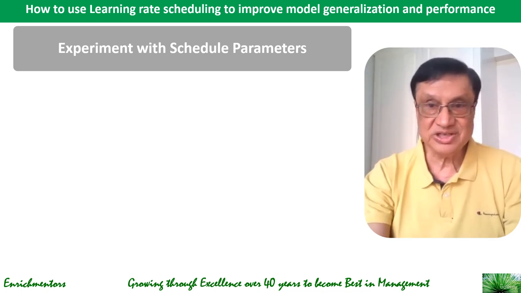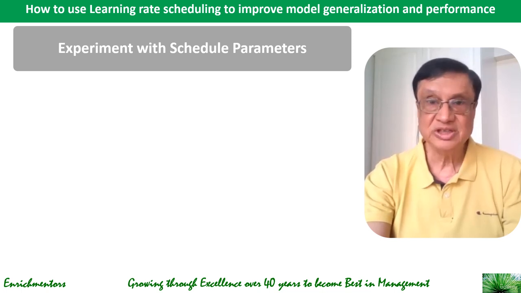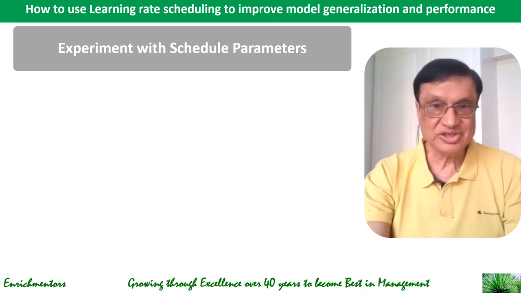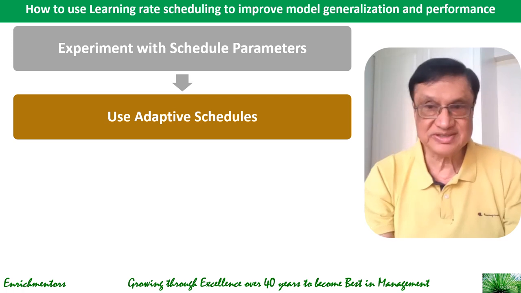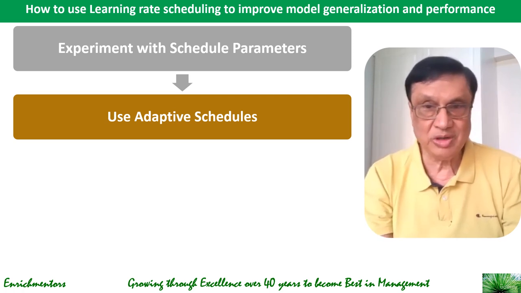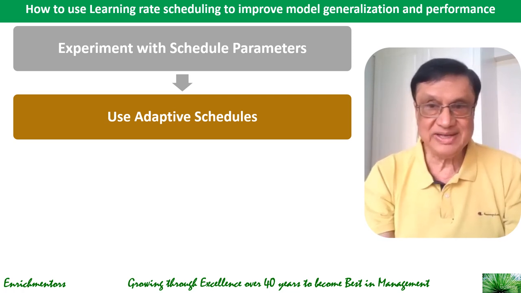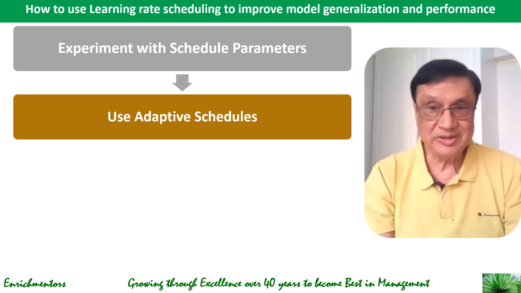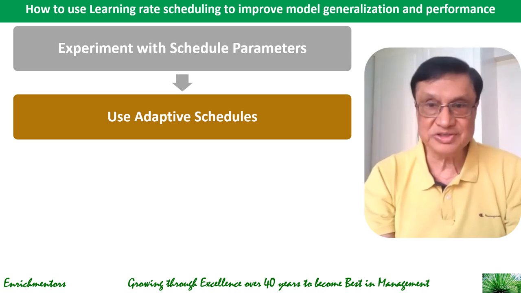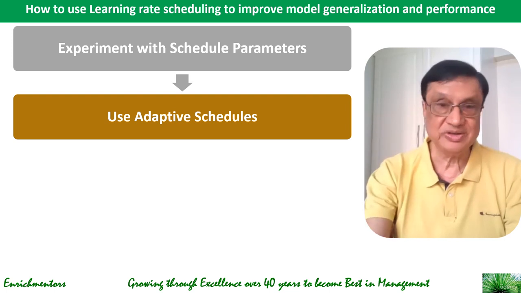Adjust parameters such as initial learning rate, decay rate, step size, or other schedule specific parameters to fine tune the learning rate schedule. Consider using adaptive learning rate schedules such as cyclical learning rate or learning rate warm-up to adaptively adjust the learning rate based on the model's performance and convergence behavior. Adaptive schedules can help improve model convergence and stability by dynamically adjusting the learning rate during the training.